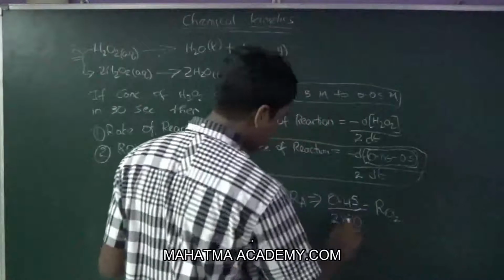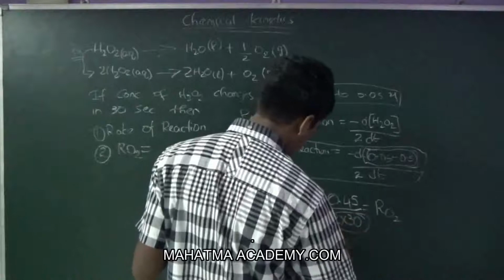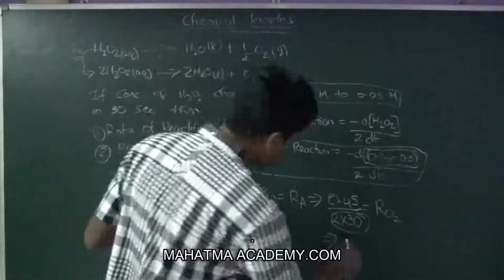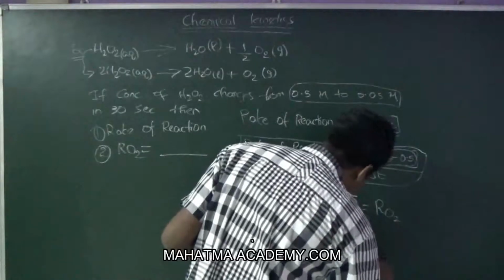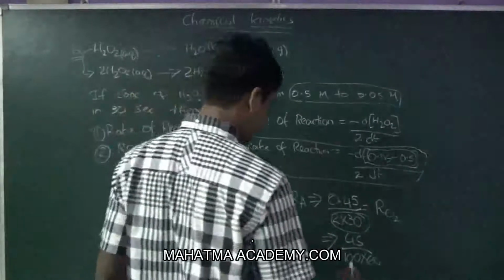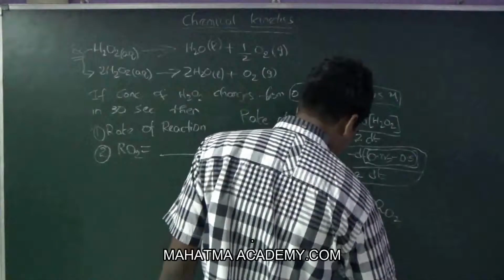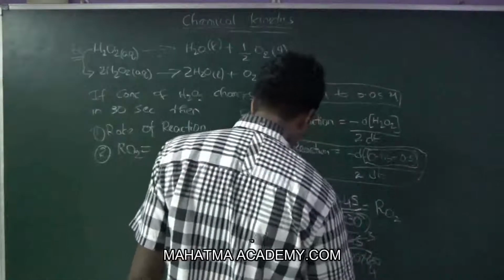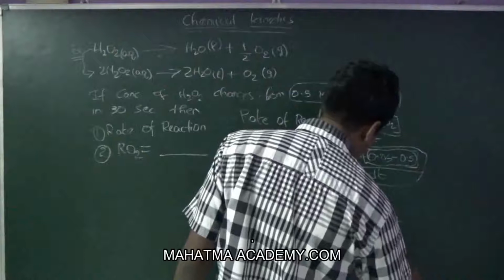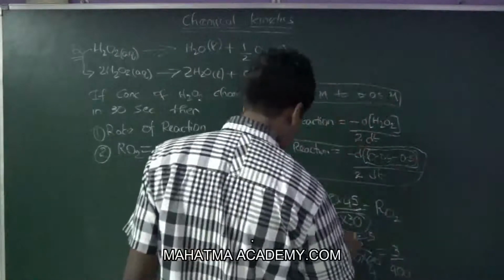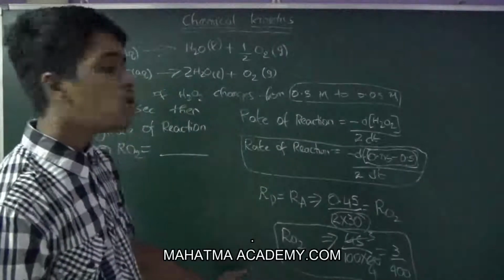Now it will become 60 downwards and it will become 45 by 100 into 60. Okay. Now it will become 3 times and 4 times, and here R of O2 will become 3 upon 400. Now it is the rate of association of oxygen.